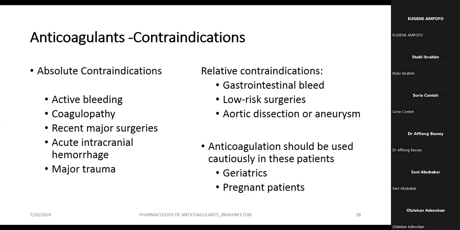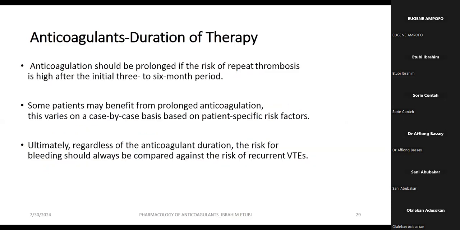And then in terms of those who are at the geriatric age range and those who are pregnant, it is advised that we use anticoagulants cautiously. Okay, so in terms of duration of the use of anticoagulants, it can be prolonged if the risk of repeat thrombosis is high. For example, those who have provoked thromboembolic phenomena. So you want to give them a prolonged period after an initial 3 to 6 months.